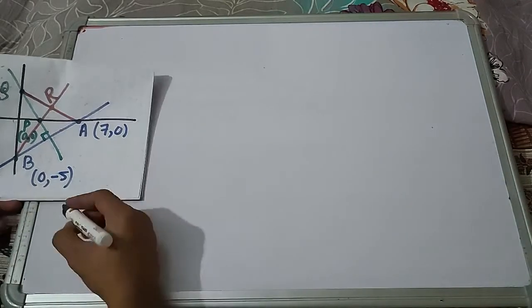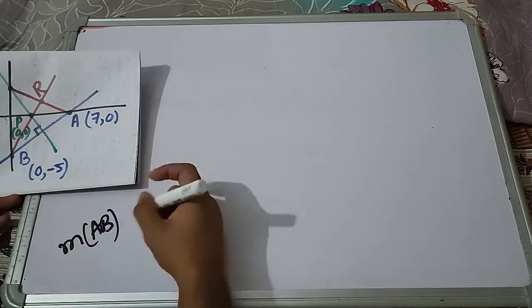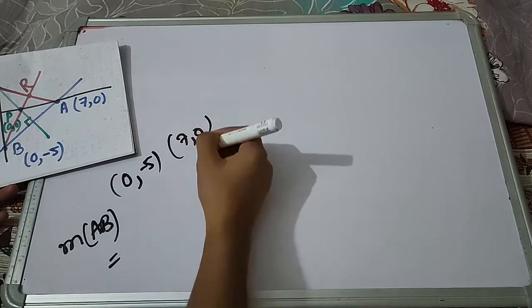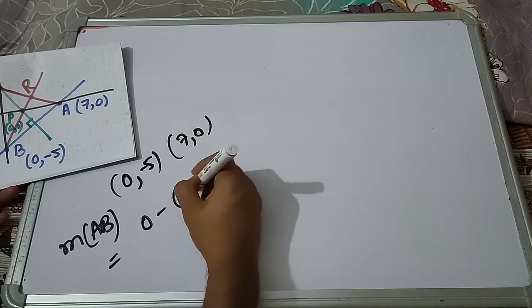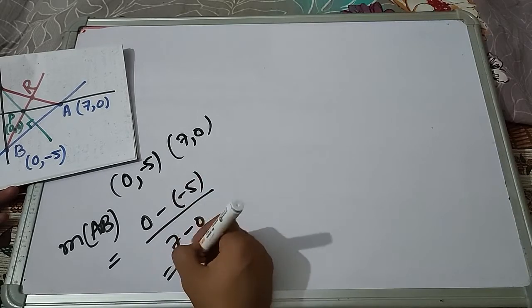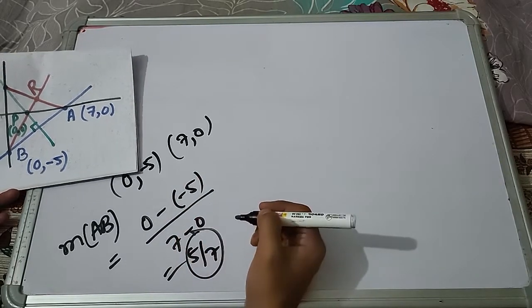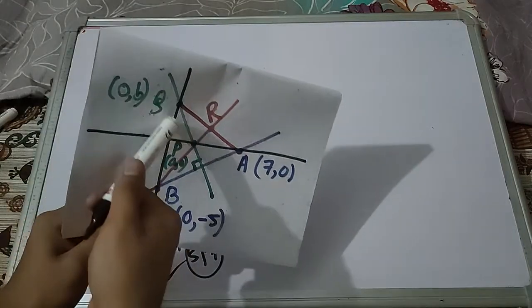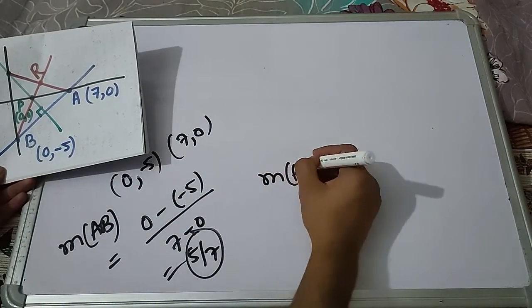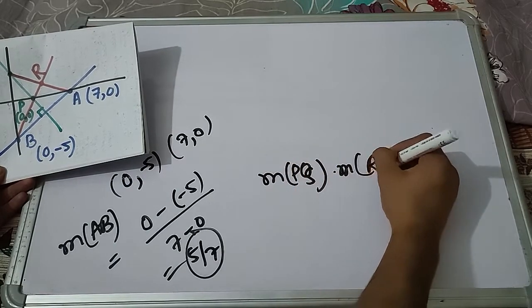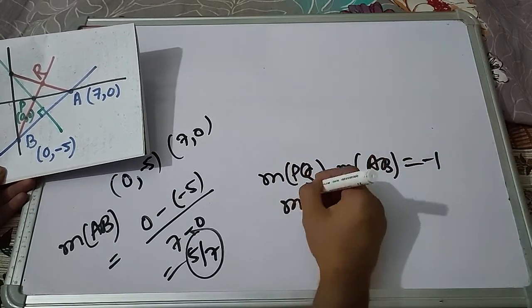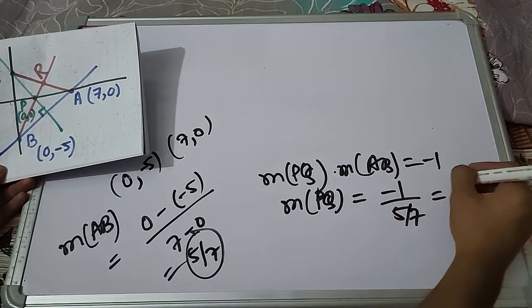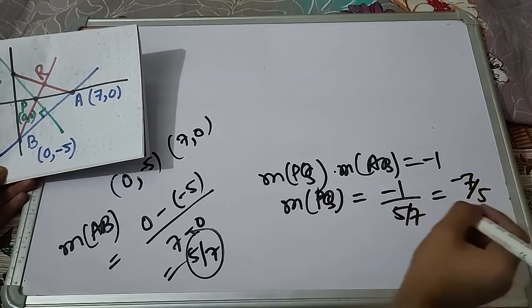So let us find the slope of AB. The points are 0 comma minus 5 and 7 comma 0. Therefore, 0 minus of minus 5 by 7 minus 0 is 5 by 7. We know that the line PQ is perpendicular to it. Therefore, the slope of PQ into the slope of AB should give us minus 1. Therefore, the slope of PQ is minus 1 by 5 by 7, which is minus 7 by 5.